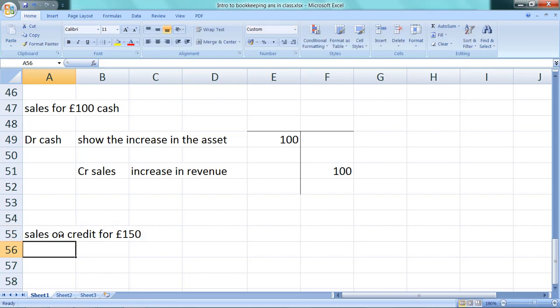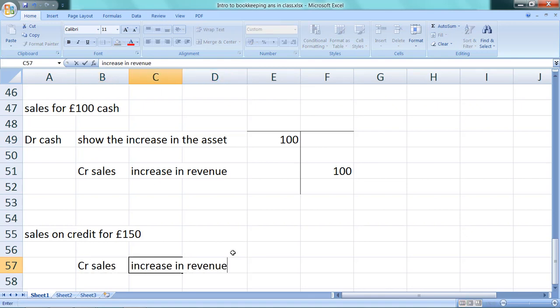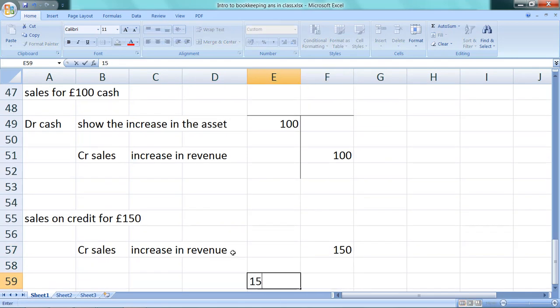What I'm going to do now is I need to work out the debits and credits. Well, the credit side of things is still going to be sales. So I've still made some sales. So what I can actually do is process credit sales to show the increase in revenue, which will be £150. Now what I need is a debit of something for £150.